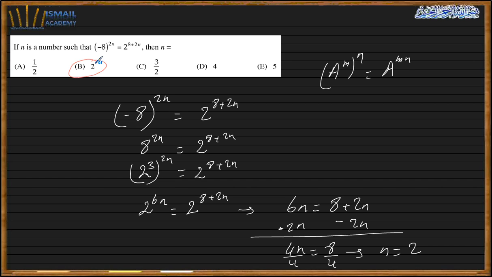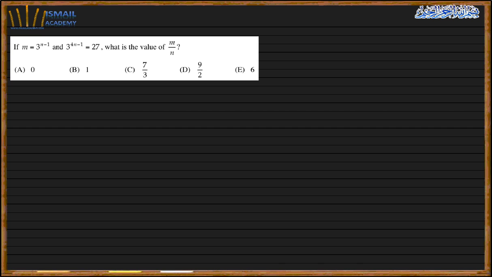Next question. I have m and 3 to the 4n minus 1 equals 27. So here they want me to find out what the value of m over n is. So in that case, I need to find out n first because m is in function of n. So here I need to make sure that the bases are the same here.